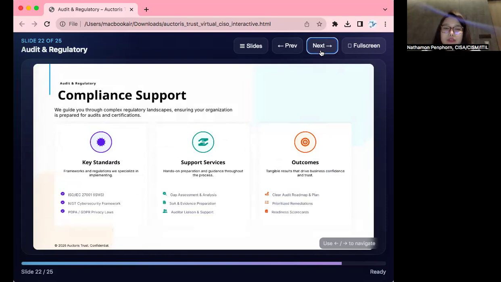Compliance support, my apologies. During the service, we will provide compliance advice. If you need to do ISO 27001 or you want to implement a cybersecurity incident response process, we provide compliance standards and best practice advice for you. The outcome is that you will have a clear audit roadmap and plan for the upcoming audit, for example for the NIST Cybersecurity Framework, or PDPA and GDPR laws. And you will have prioritized remediation and a readiness scorecard.